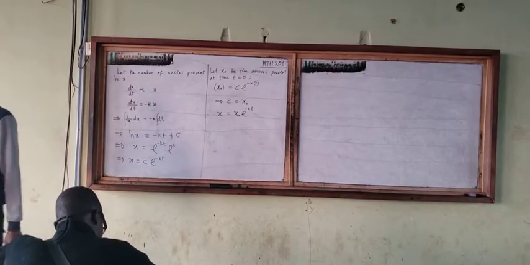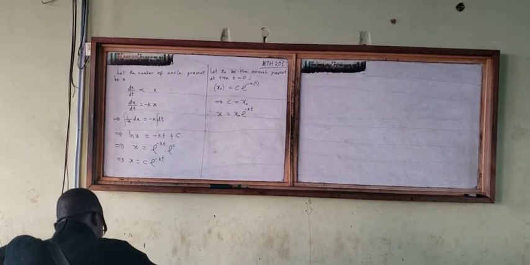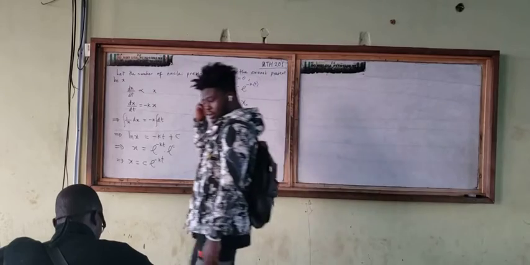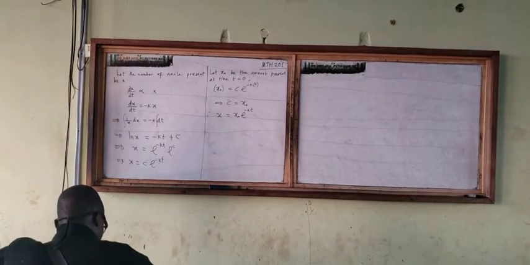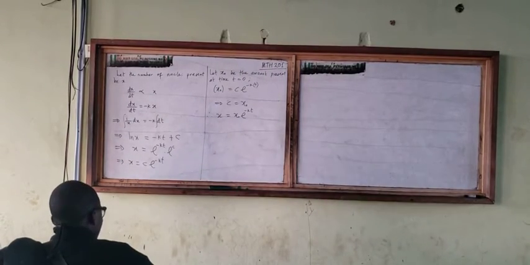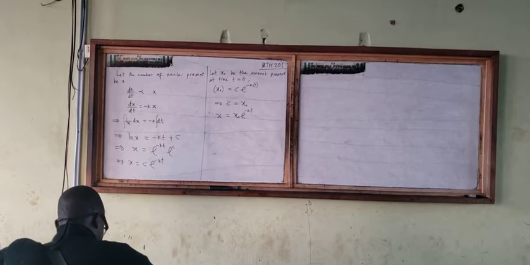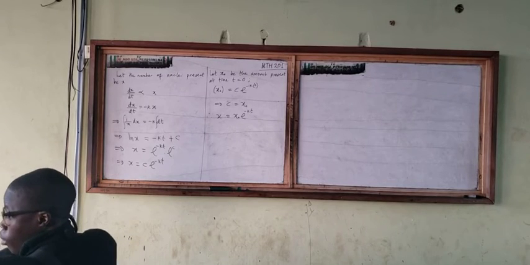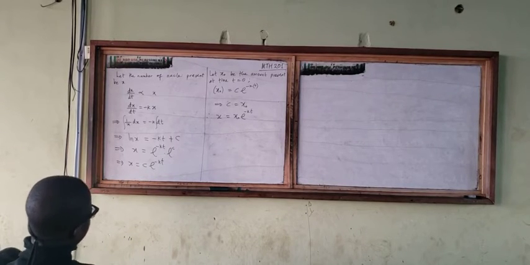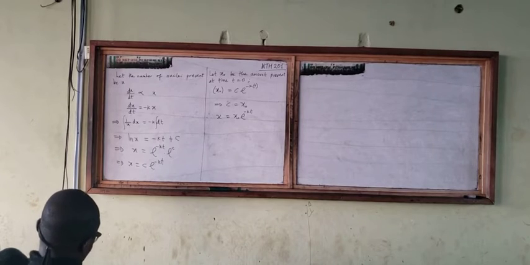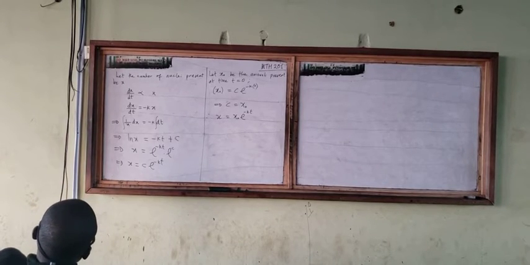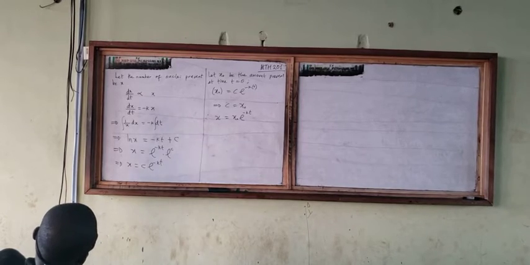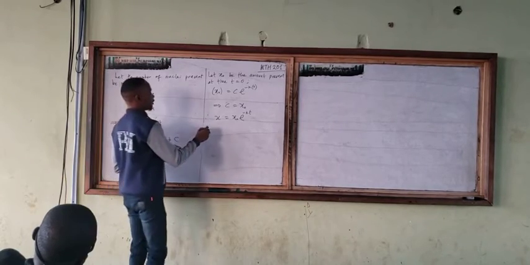Another thing you can do, from the information supplied here, is that you are told that after 1,500 years, half the number of radioactive nuclei have undergone disintegration. That means that after 1,500 years, the x you have left is just x naught over 2. Because half of the original amount has undergone disintegration, it means you have only half left. Is that clear?